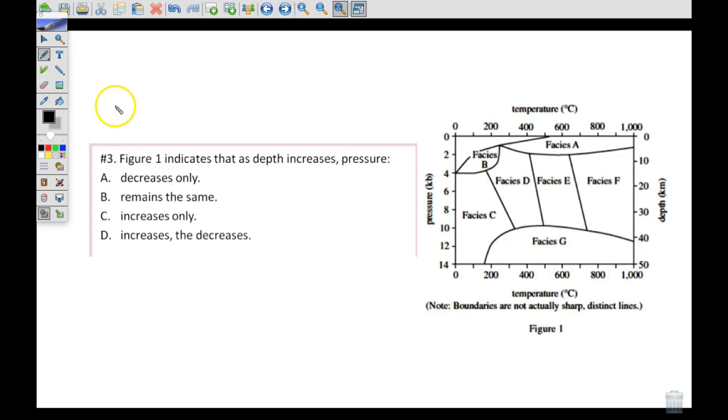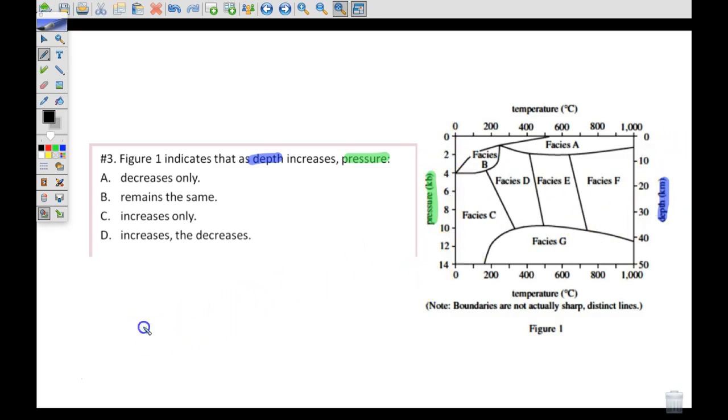In question number 3, it asks, Figure 1 indicates that as depth increases, pressure does what? So I have to look at depth, which is on the right-hand y-axis, and I have to look at pressure on the left-hand y-axis. And I'm actually not looking at what's going on inside of the figure at all. I'm looking solely at the numbers on the actual axis themselves.